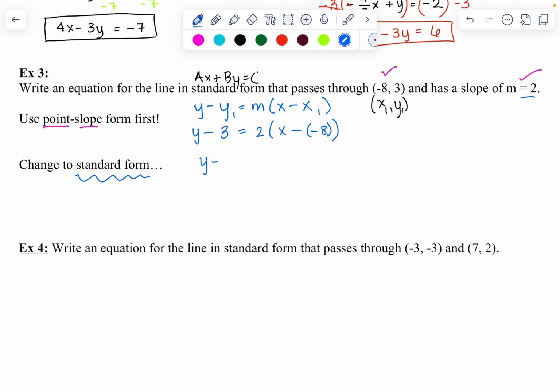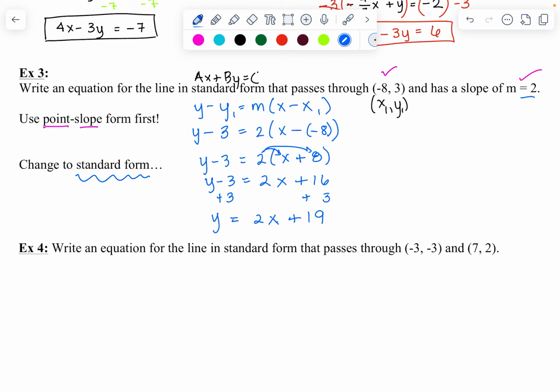Now, let's simplify, because we got to change this to standard form. We have y minus 3 on the left is equal to 2 times x plus 8. Let's go ahead and apply the distributive property. So we're looking at y minus 3 is equal to 2x plus 16. Don't forget to distribute that to the 8 as well. Now you can go ahead and add 3 to both sides. When you add 3 to both sides, you're left with y equals 2x plus 19.